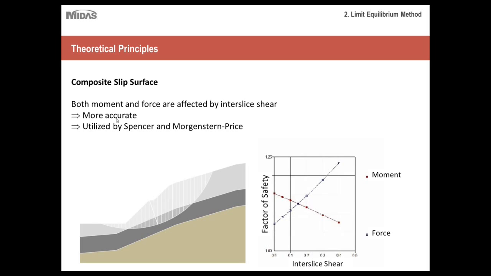So this is the most accurate, and this is the surface that's utilized by the Spencer and Morgenstern-Price methods. To do the calculations for a composite slip surface such as this is lengthy and harder to do by hand. But if you're using one of those programs that we mentioned, it's really not an issue at all. That was one of the big breakthroughs of numerical modeling in general, that it made methods such as these much more accessible.